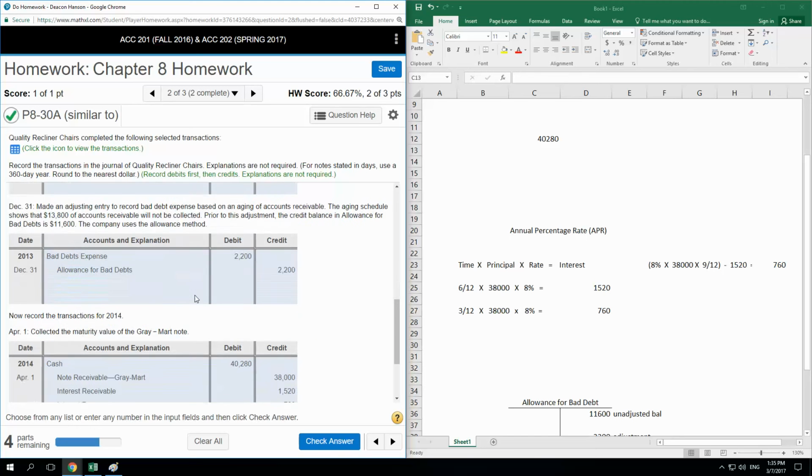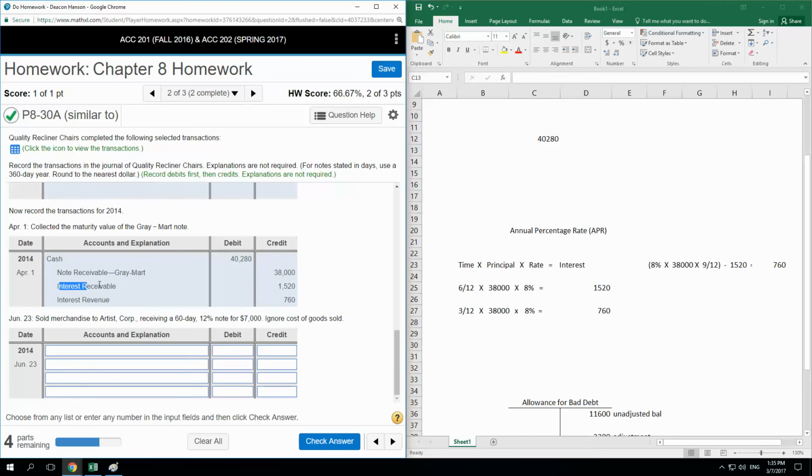Oh, okay. So down here when we collect it, see how it's going away, right? It's getting credited. Yeah. It's going to be part of that cash collection, right? Now we only had accrued 6 months worth. Another 3 months was earned up through April 1st. So that's why this is going directly to interest revenue. We don't have to accrue it because it's going to get paid on that date. Okay. So combine this credit to interest receivable of 1520 and the 760 in interest revenue ends up being the total interest revenue for the term of the note. Okay, that's the full amount.